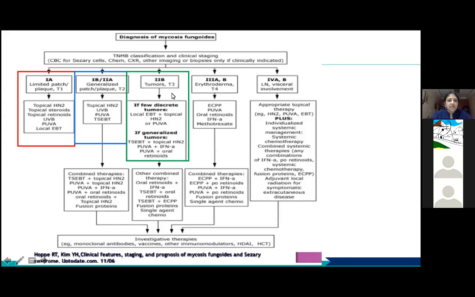But once it is stage 2B, which is T3 disease, they need combined modality treatment. If there are few discrete tumors, you may give them radiation followed by PUVA therapy. If there is generalized disease, you give them total skin electron therapy followed by adjuvant PUVA A or oral retinoids or oral methotrexate. If it is erythroderma or 3B disease, then these patients require more systemic therapy and SOS total skin electron therapy. If they have visceral involvement, again, they need more systemic therapy and less of local therapy.